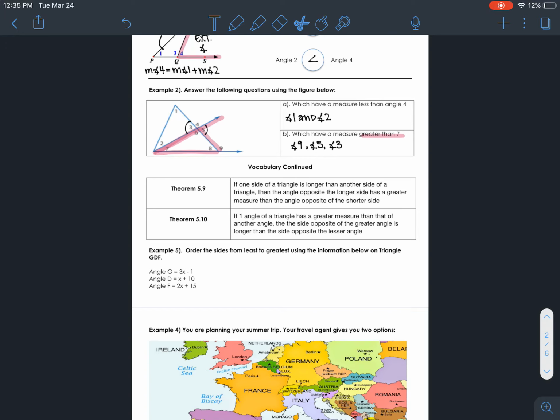Okay, Theorem 5.10 is saying that if one angle of a triangle has a greater measure than that of another angle, then the side opposite of the greater angle is longer than the side opposite of the lesser angle. Okay, so let's apply these.